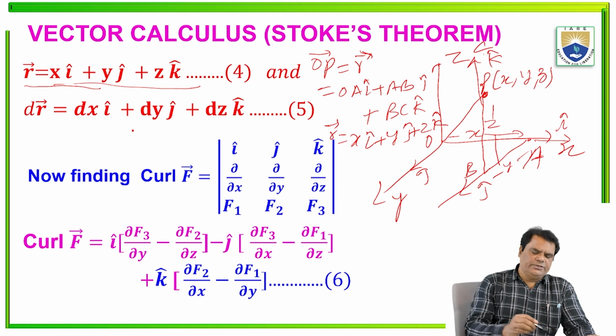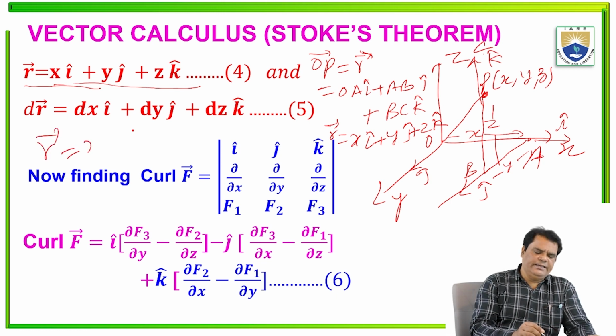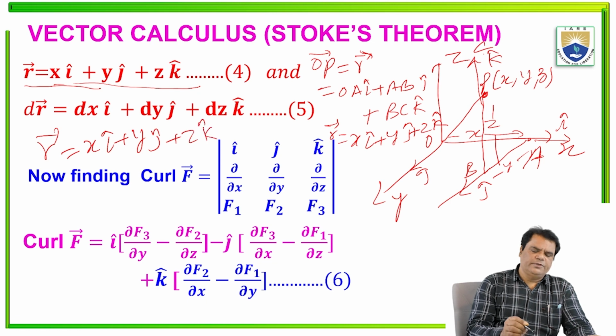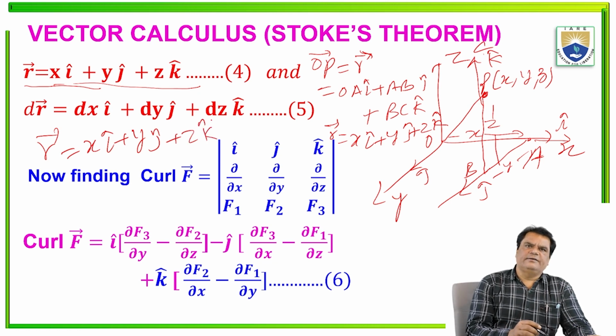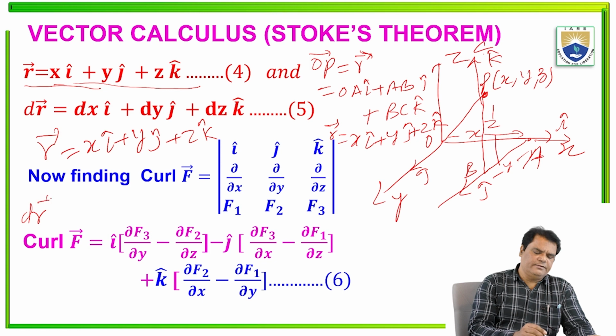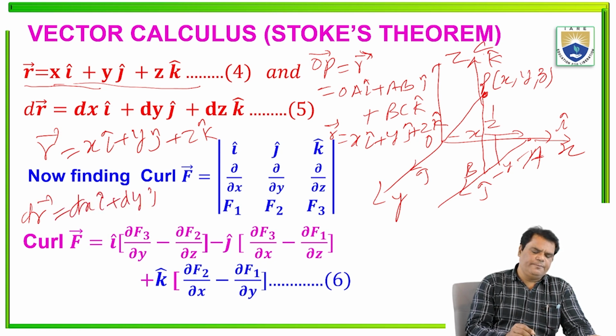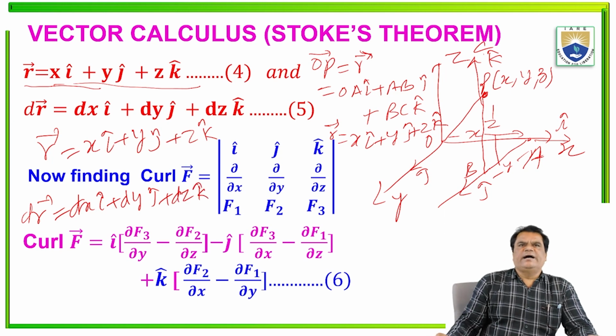Vector r is xi plus yj plus zk. Now the derivative of vector r, that is dr vector, is dx i plus dy j plus dz k vector. So this is the dr vector.